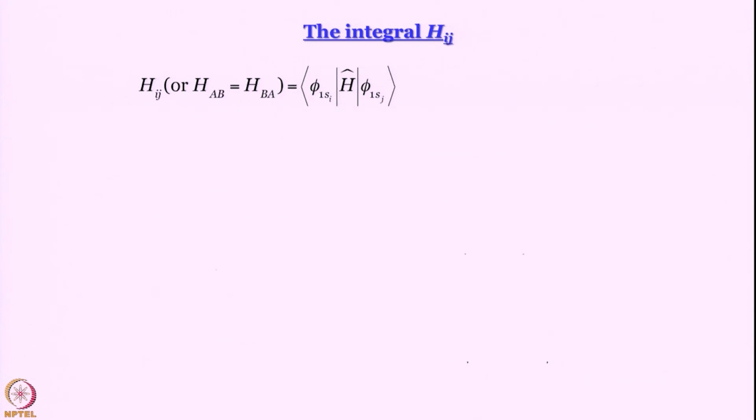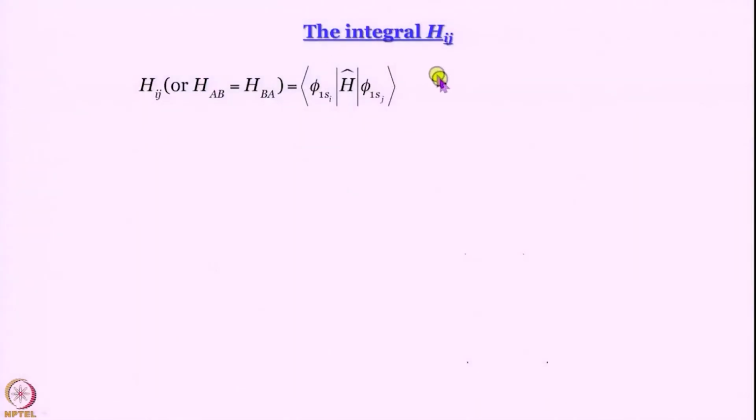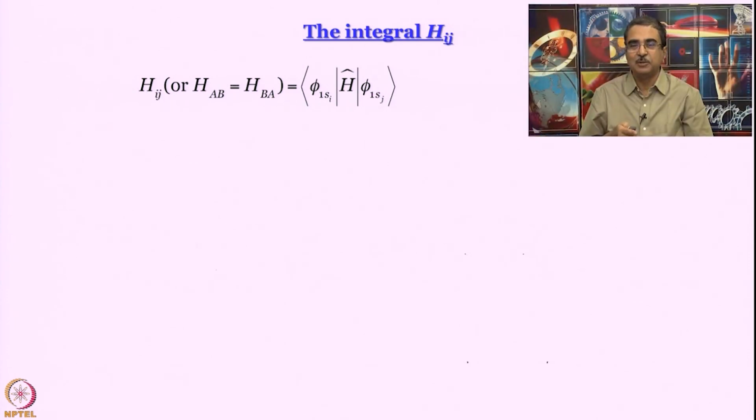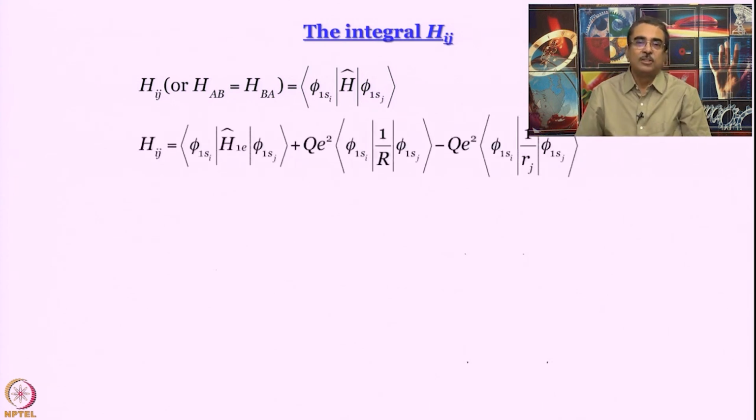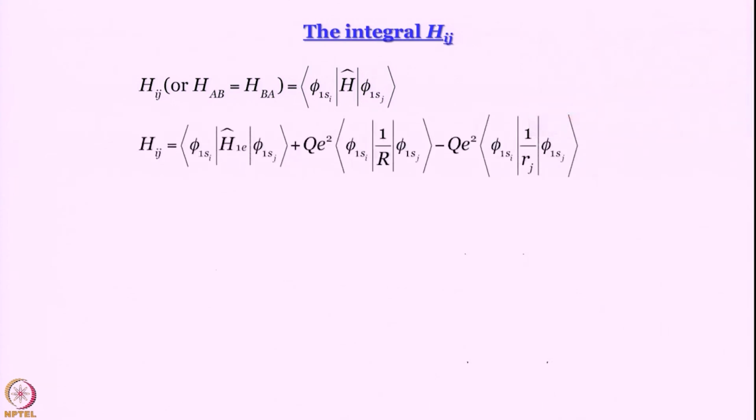What is the next integral? Hij. Hij is a little more interesting. Why? Because unlike Hii, you have one s orbital in the bra vector, a different s orbital in the ket vector, and you might as well start guessing which integral we are going to encounter in a situation like this. So, this is your Hij.